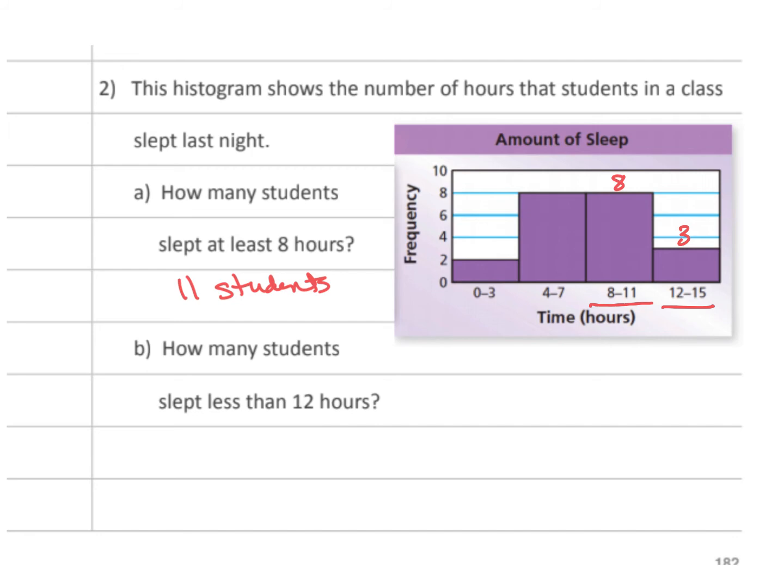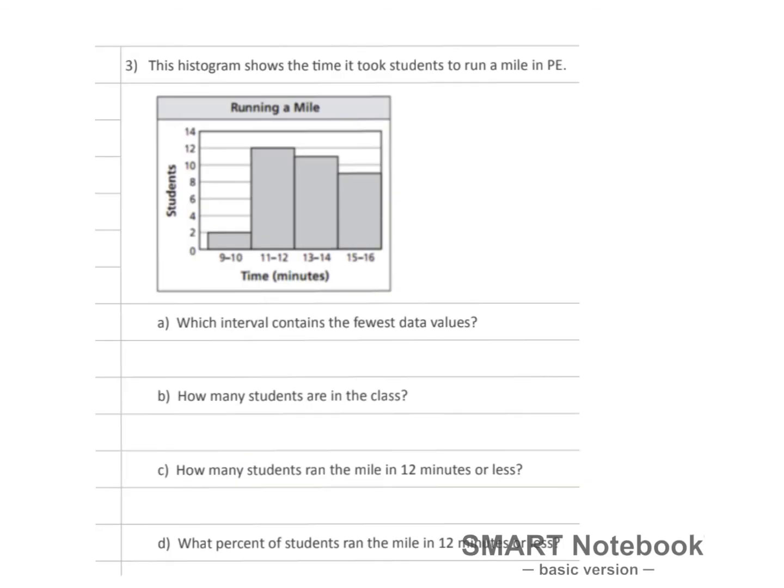Letter B, how many students slept less than 12? So we know we're not going to include this. So we've got the 8 here. We have the 8, 4 to 7, and we have the 2. So 8 plus 8 is 16, plus 2 more, we get 18 students slept less than 12 hours. Again, try answering the questions on your own and then come back and see how you did.